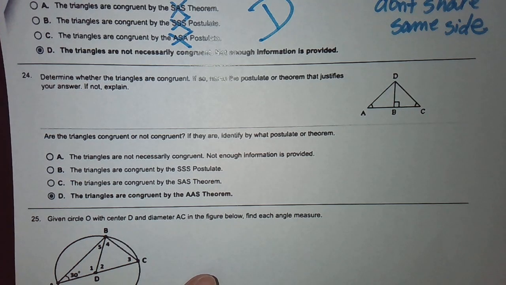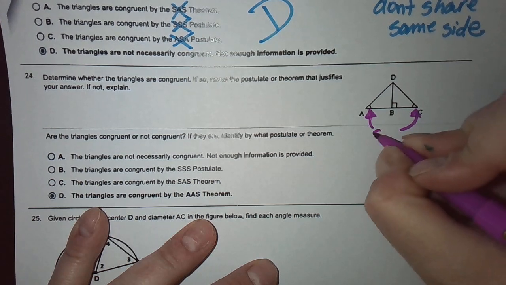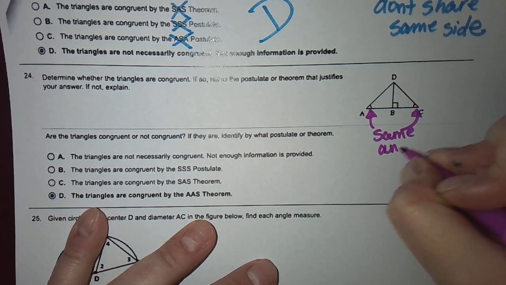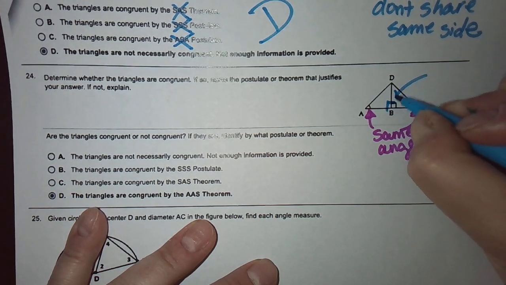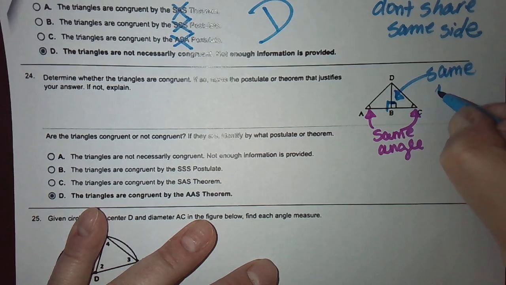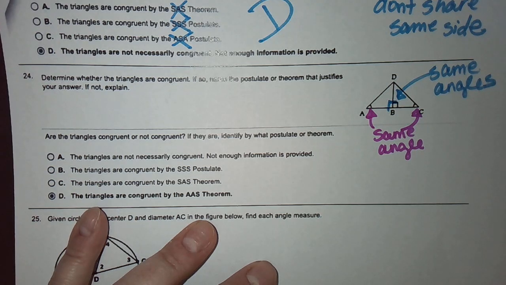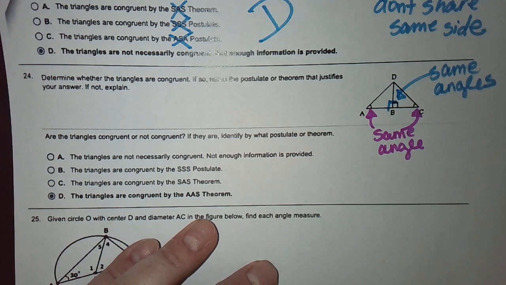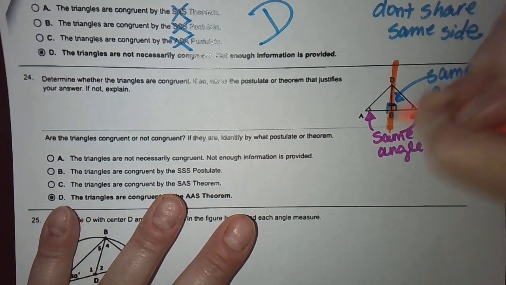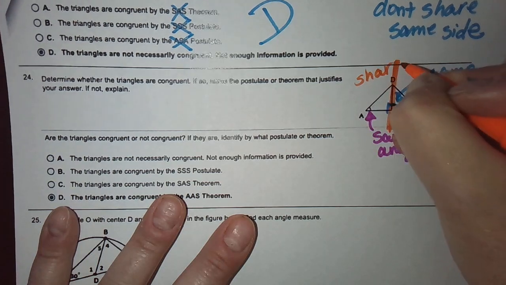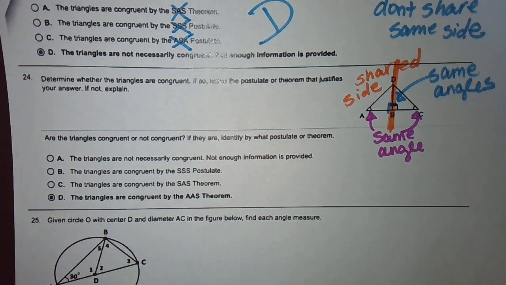Okay, let's look at 24. Same thing. It looks like they have the outside angles the same. Right? Then it looks like this little right angle, those are the same, of 90 degrees. The question is, is there a shared side? And the answer is yes, because they're butted up next to each other. So that means both of their heights are the same. Okay, so let's see here.